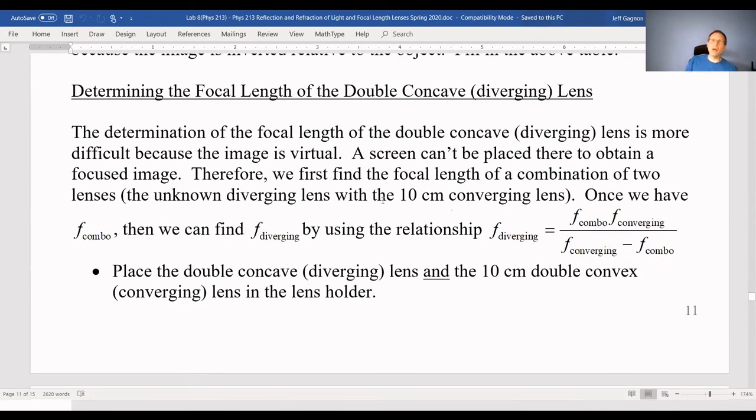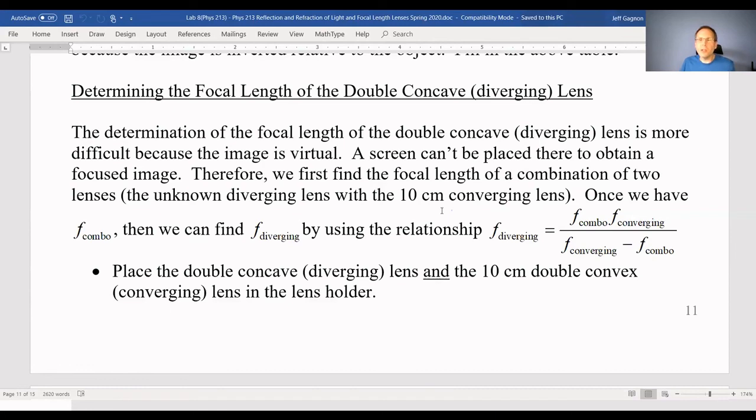Okay, so now the last thing we want to do for this part is determine the focal length of that diverging lens, the double concave diverging lens, which, remember, did not have a real image. It had a virtual image. So we had to play the little game there, and we had to put a combination of two lenses together. We had to put the unknown diverging lens with the 10 centimeter converging lens. And once we did that, then you actually get an image on the right-hand side.